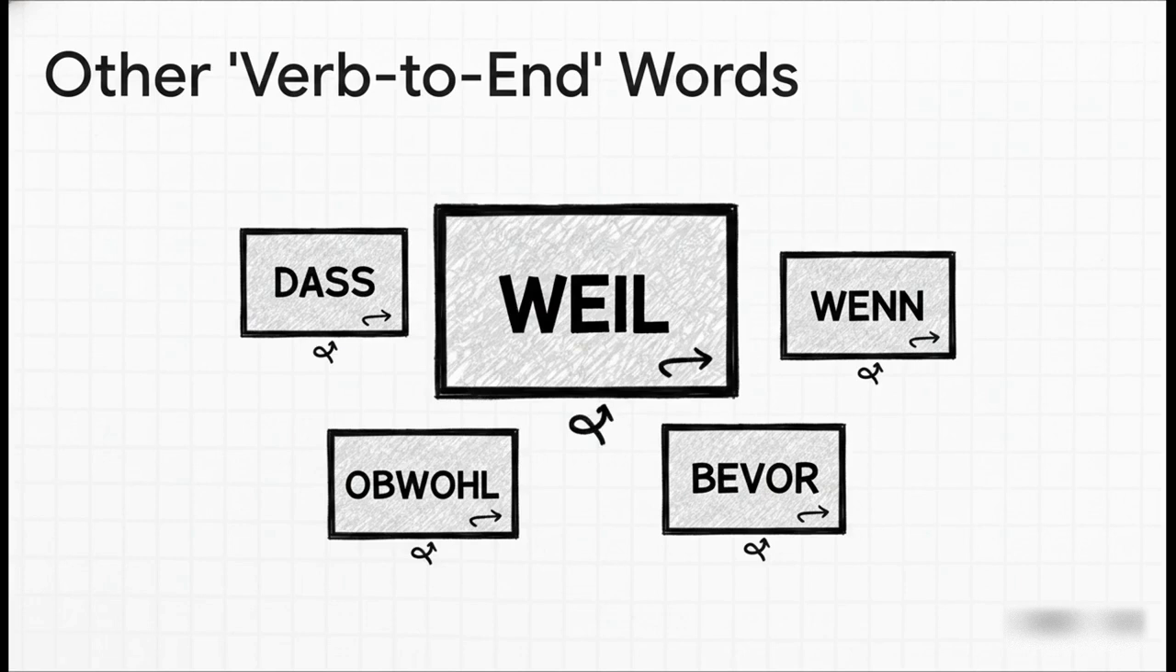And weil is definitely not alone. It's part of a huge family of words that all play by this same verb to the end rule. So anytime you're using words like das, wenn, obwohl, or bevor to start a clause, you've got to remember to save your verb for the grand finale, right at the end.